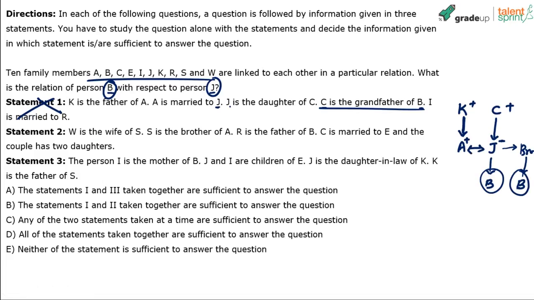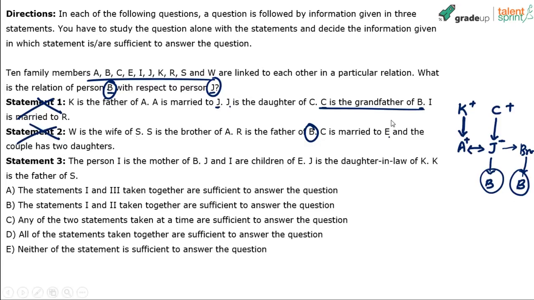So when you look at just statement 2, what do you find? W is the wife of S. Remember, we are focusing on B and J. W is the wife of S, S is the brother of A, R is the father of B. So B's mention has been made here. Then C is married to E and the couple has 2 daughters. Is there any point given with respect to J? No. There is no information with respect to J at all. So will you be able to find out the relationship between B and J here? No. So without even drawing a family tree, I know statement 2 is not sufficient.